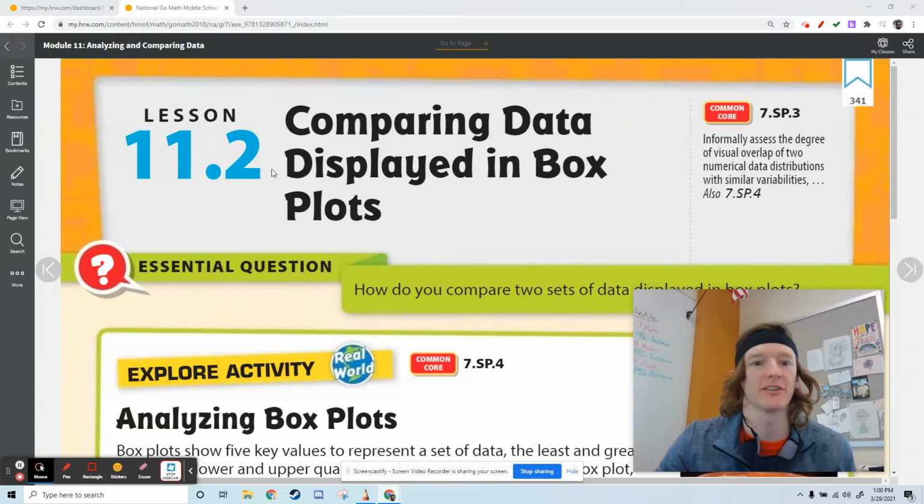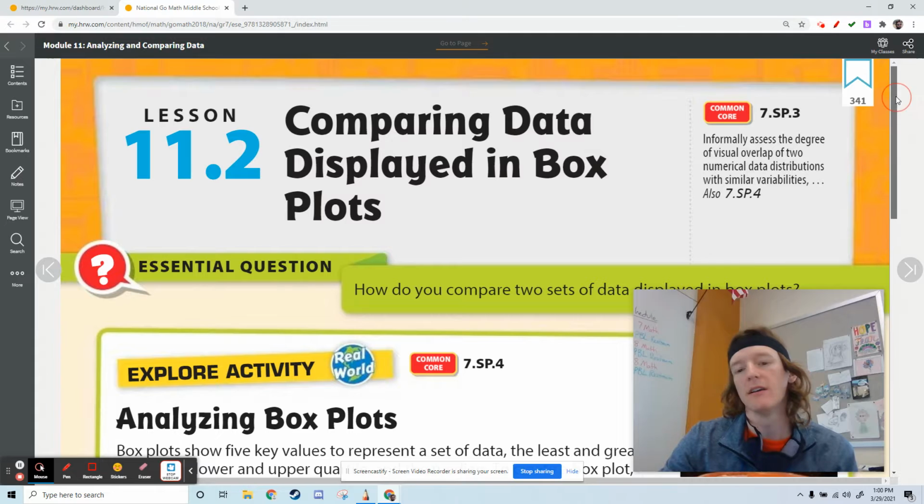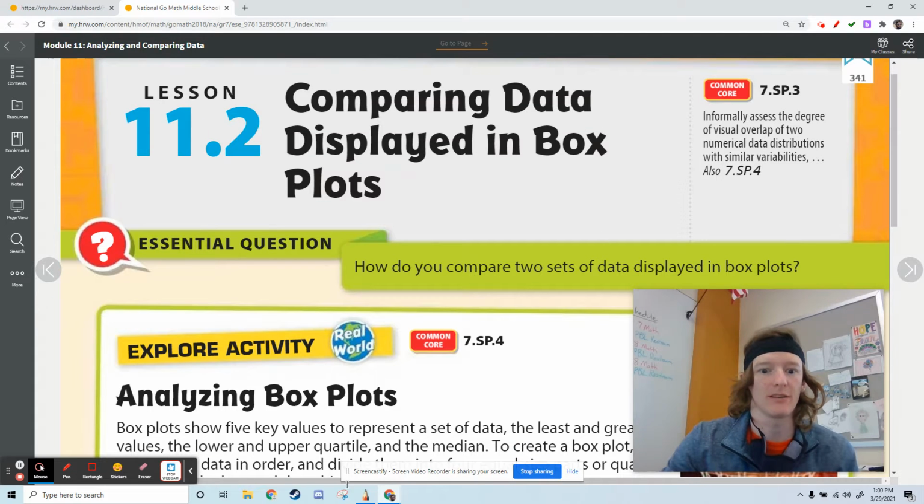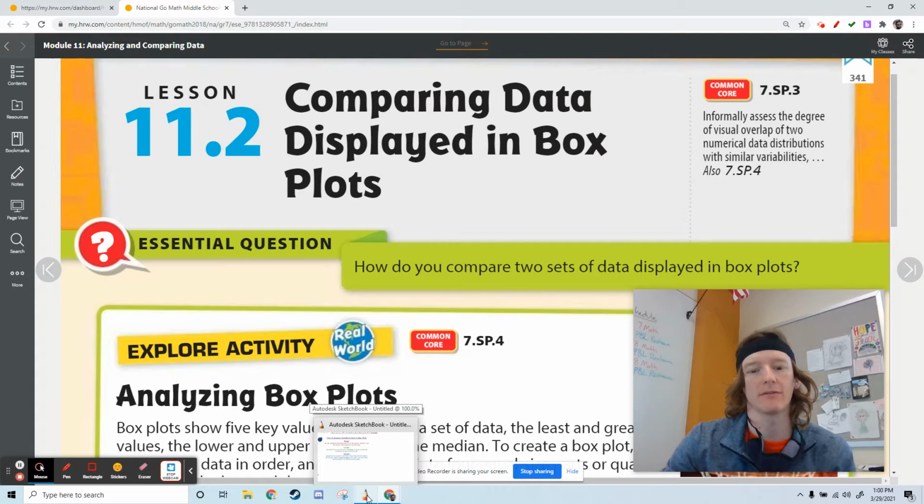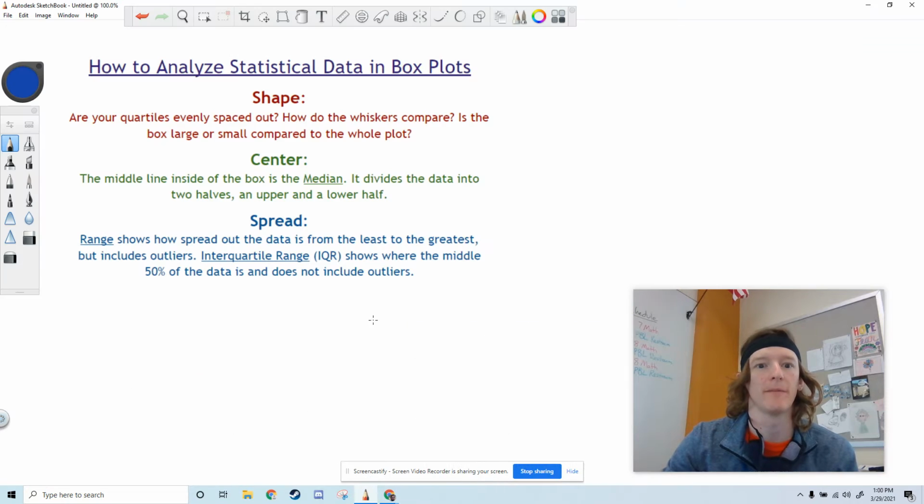This will be a video for section 11.2. We're going to be comparing data displayed in box plots. This is going to be a lot like what we were just doing, where we did dot plots before. But in this one, we're going to use box plots, which are the things that have a number line.